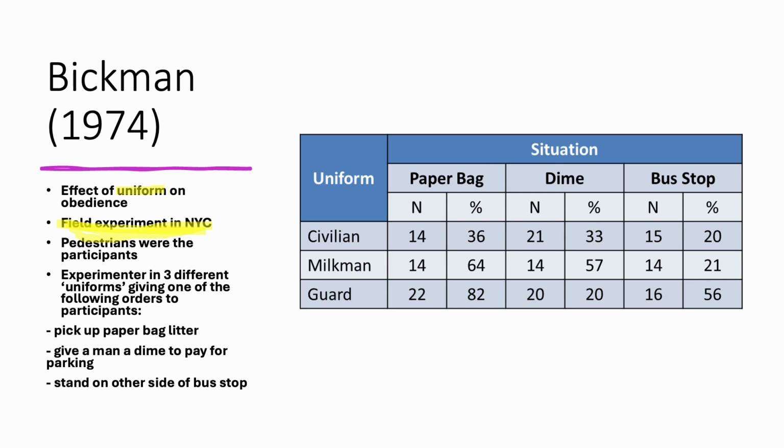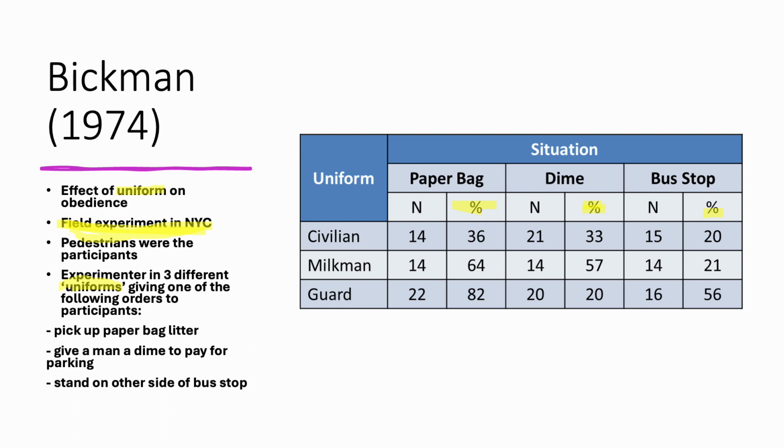So the experimenter or the researcher was in 3 different clothing outfits, 3 different uniforms, and gave different orders to the participants. So they were asked to pick up a paper bag of litter that wasn't theirs, give a man a dime, so some money to pay for parking, and to stand on the other side of a bus stop. So they were all sort of unjust orders, which didn't necessarily have any significance at that time, just to see whether people would obey or not. So we're looking at the percentage column for each of the situations that they were given the opportunity to obey or disobey in.